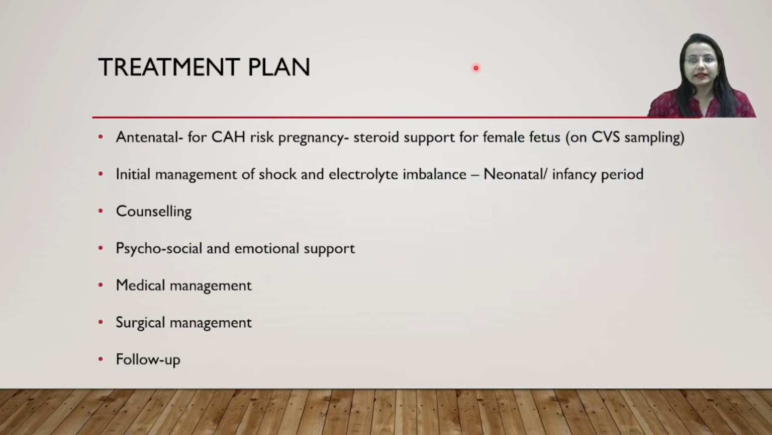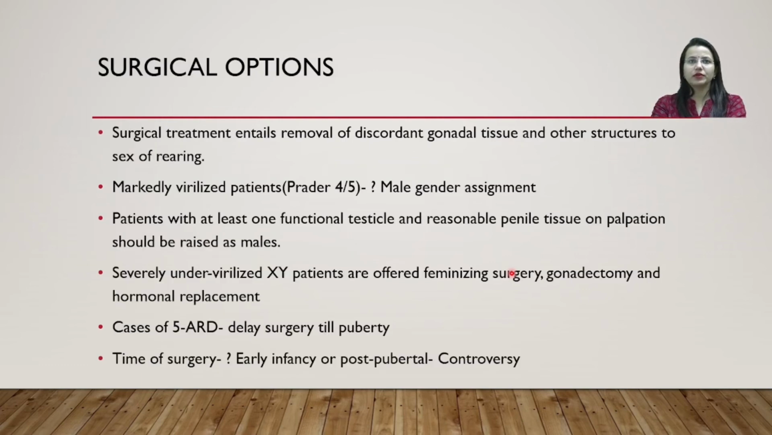Deciding the treatment depends upon the condition that we are dealing with. Antenatally, CAH is the only thing that we need to keep in account, where steroid support for a female fetus will be needed, as we have already discussed. And if a newborn is born presenting in shock with electrolyte imbalance, then we need to resuscitate the child and then do the proper management with glucocorticoid and fludrocortisone support for the patient with the salt wasting CAH variant. Then these children need counseling, various psychosocial supports, medical management, surgical management, and long-term follow-up.